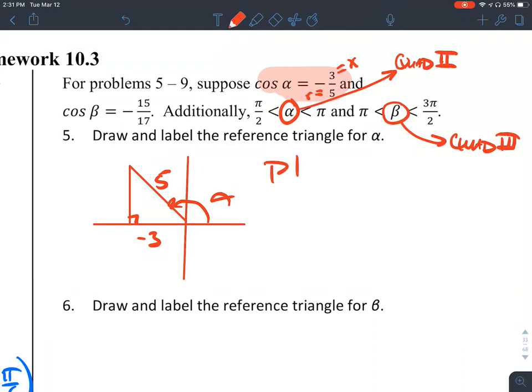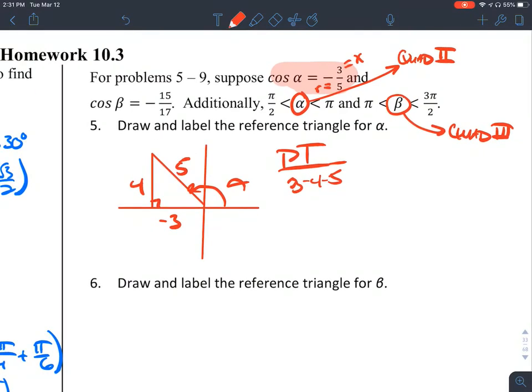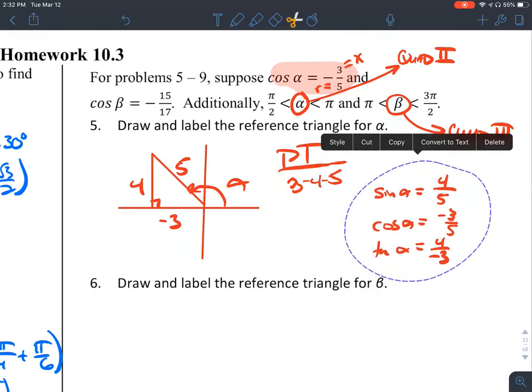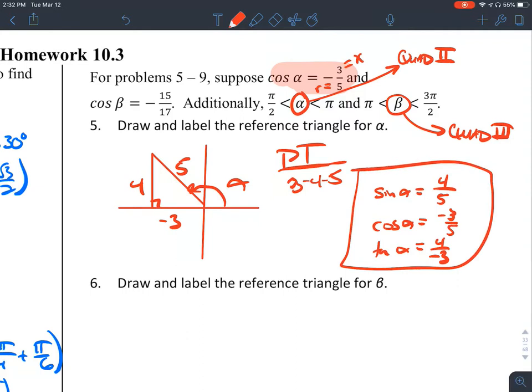Well, this is a Pythagorean triple. This is a 3, 4, 5. Makes this 4. If you don't recognize that, that's cool. No judgments. Use the Pythagorean theorem, and you'll also find that it's plus or minus 4. We're in quadrant 2, so we have to go up. So that's going to be positive 4. Might be smart at this point to write down that sine of alpha is going to be 4/5. Cosine of alpha is -3/5. And that tangent of alpha is going to be 4/-3.